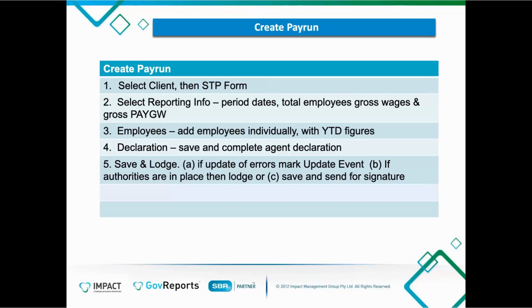And if you've got authorities in place, of course, if you've got the 12-month authority for single touch payroll with your client, then you can lodge as it suits you. If not, of course, you can save it and send it for signature. So again, most of the process is very similar to a BAS if you have been doing BASs and not STP. Pretty straightforward, I find.